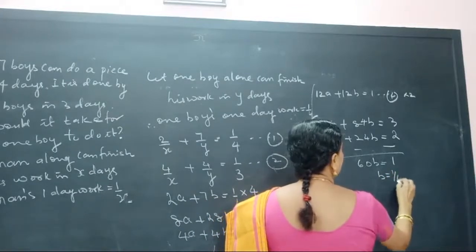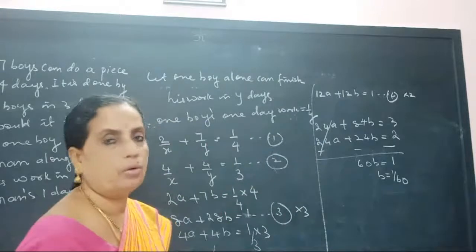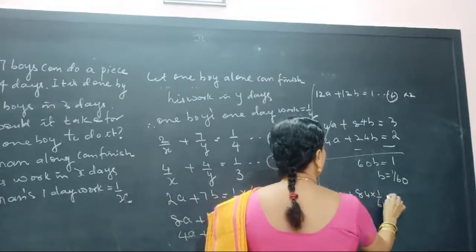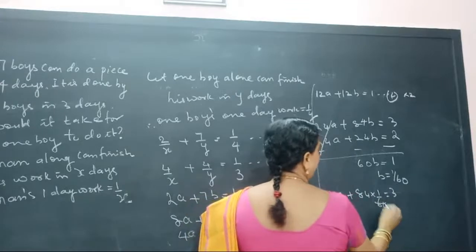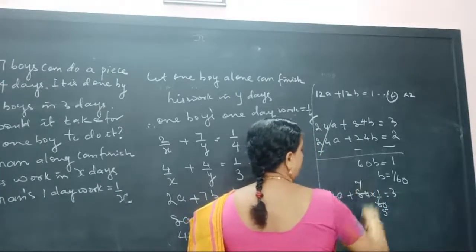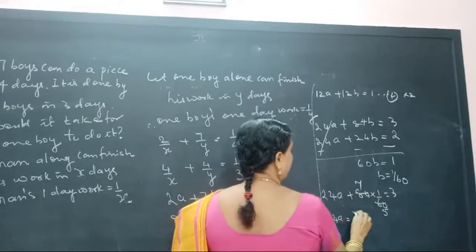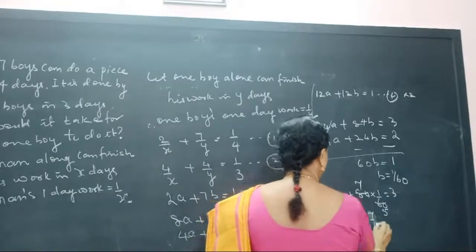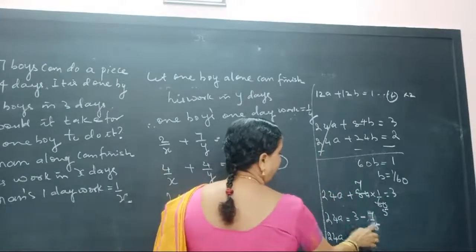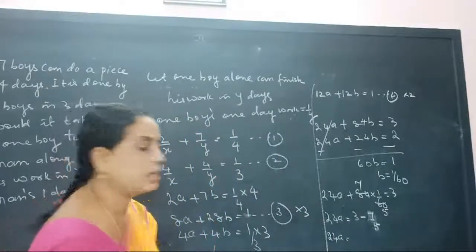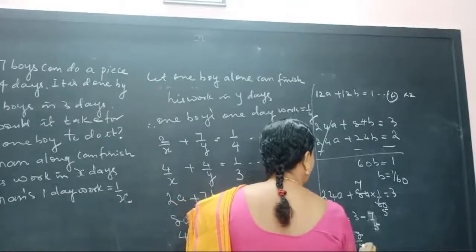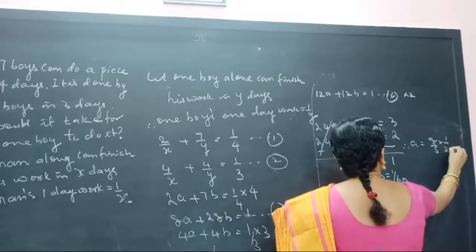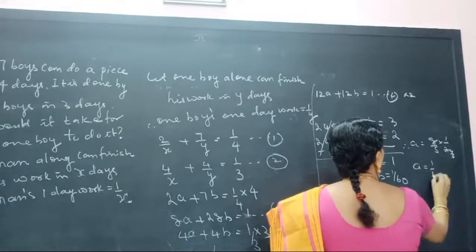b is equal to 1 by 60. Substituting this b value, what you will get? 24a plus 84 into 1 by 60 equals 3. 12 5s are 60, 12 7s are 84. So 24a equals 3 minus 7 by 5. 24a equals 5 3s are 15, 15 minus 7 is 8, 8 by 5. Therefore a equals 8 by 5 into 1 by 24. a equals 1 by 15.